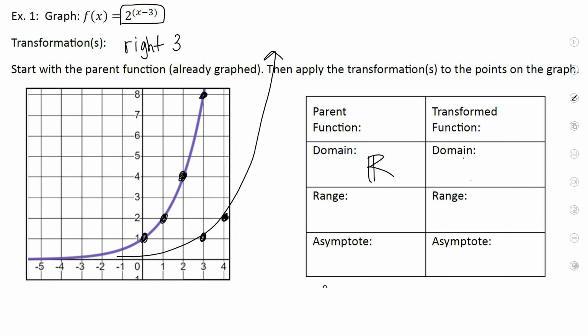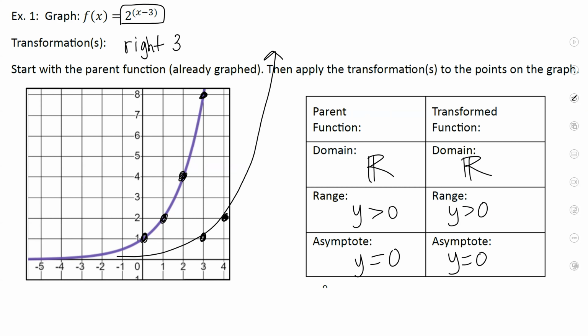And then you just answered this question. It looks like your domain didn't change at all. Your range didn't change at all. And your asymptote didn't change. It's because your range and asymptote only change when you go up or down, or if it's reflected.